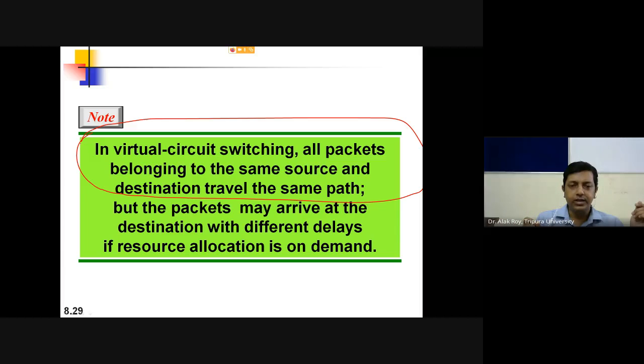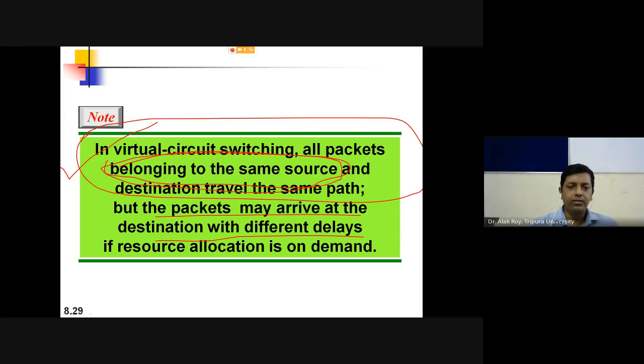Virtual circuit switching means it makes a group of packets. A group of packets is delivered using the same path. Means all the packets belonging to the same source and destination travel the same path. Okay, एक ही source से destination होने से use same path. But packets may arrive at the destination with different delays.